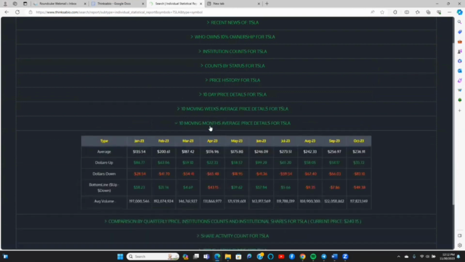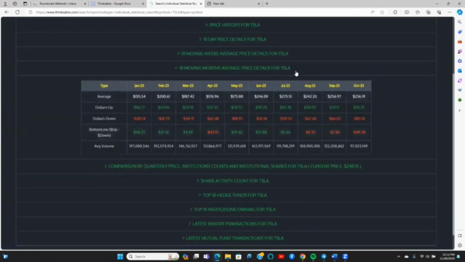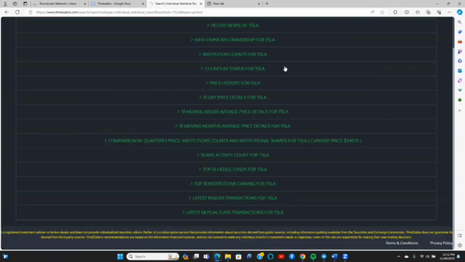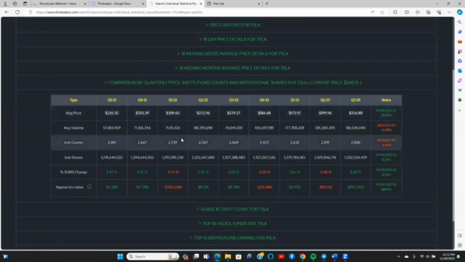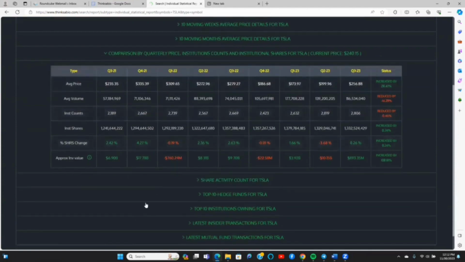And then the 10-month moving average, similar to that, but it's 10 months instead of 10 weeks. This gives a bit of a wider look at it. And then comparison by quarterly price, institution counts, and institutional shares. This is a bit more in depth. It's very valuable. Over the last several quarters, from Q3 of 2021 to Q3 of 2023, it looks at average price, average volume, institution counts, institutional shares.